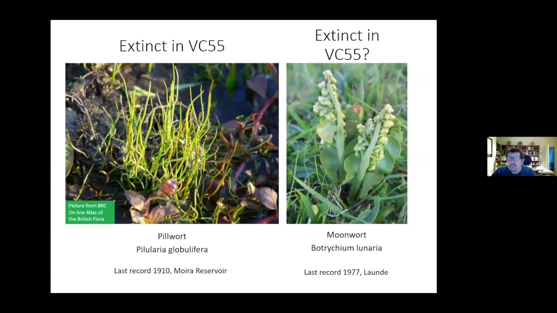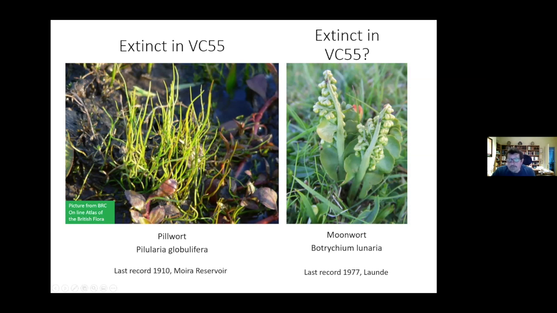And now the end. A couple of ferns that we've lost. This is Pillwort, which is a fern you'll find in the north and west of Britain. The last record was in 1910 at Moira Reservoir, which has been filled in. Again, that's one we've lost. It wasn't very common to start with. It was on the edge of its distribution here, and now it's gone.